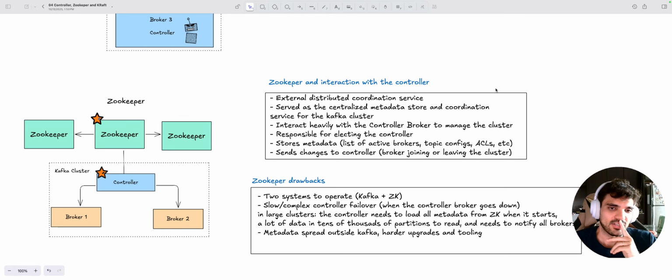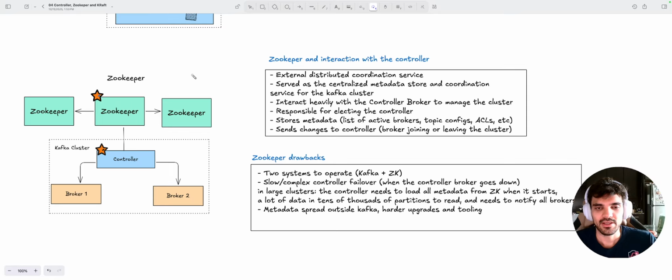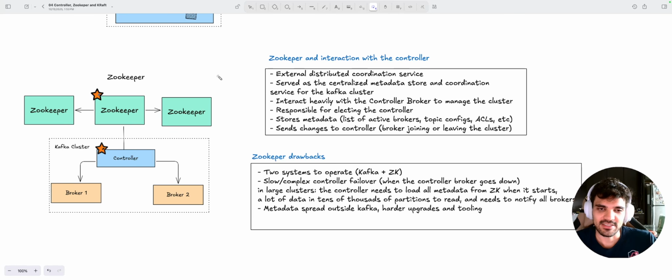Okay, so what are the drawbacks of maintaining a Zookeeper, this external system? The first one is that there are now two services to operate. You have the Kafka cluster and all of the brokers inside of it, and you also have the Zookeeper, an external service. So you need to operate those two. And it's kind of slow and complex when you have a controller failover. Say the controller here goes down, right?